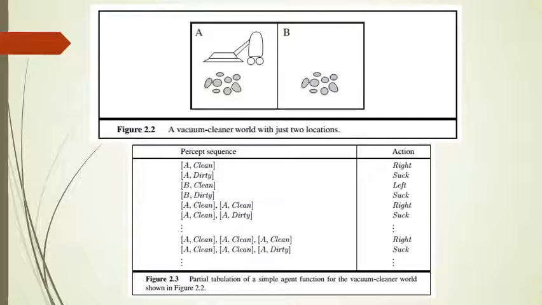Figure 2.3 shows a simple agent function for the vacuum cleaner. If there is dirt, it will perform the task of cleaning. It can move to the right, and if there is dirt, it will perform cleaning. It can move to the left, and if there is dirt, it will perform cleaning. In this way the vacuum cleaner will perform the task in the form of perceptions and actions.